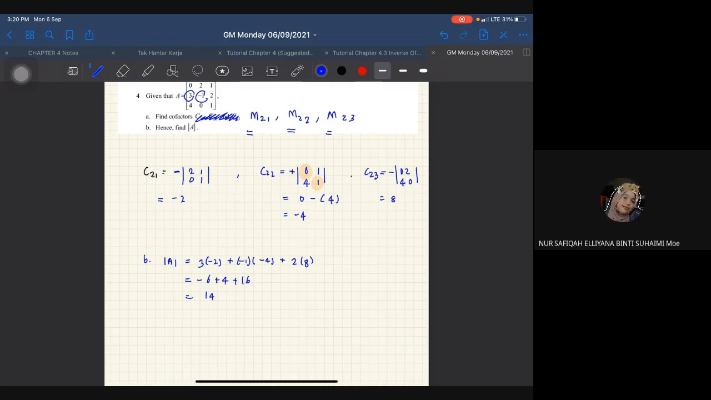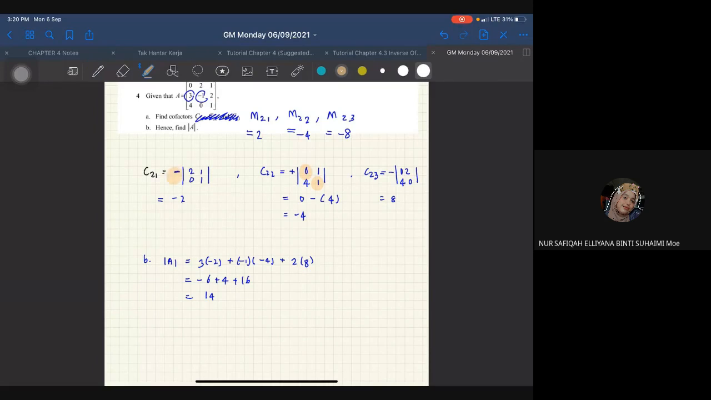Dua. Okay, first one adalah 2. Second, -4. The third one, -8. Negative 8. Betul. Okay, so beza minor dan juga cofactor hanyalah pada this one sahaja.